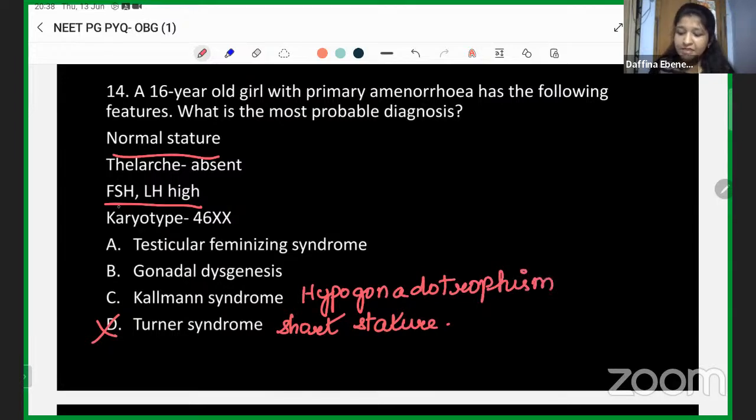So which means FSH and LH will be low. So Kallmann syndrome can also be ruled out. So what are the other two options that are left? One is testicular feminizing syndrome. The other is gonadal dysgenesis. In case of testicular feminizing syndrome, the karyotype will be 46XY. So that also rules out. So the answer will be gonadal dysgenesis in this condition.